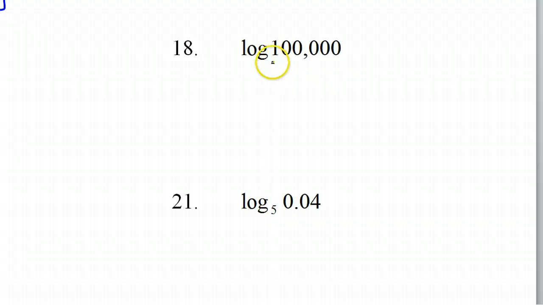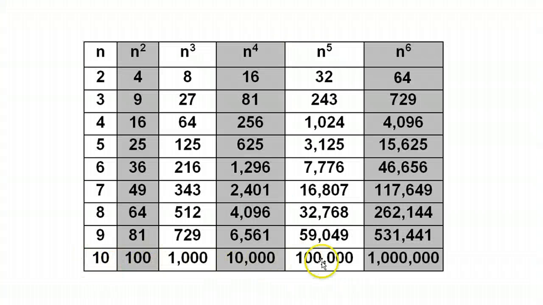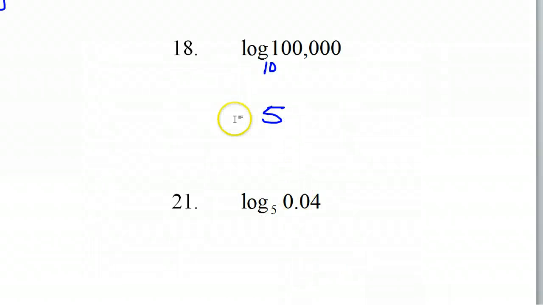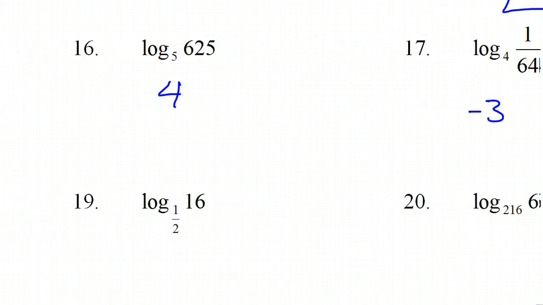Okay, what's the invisible base here? It's a 10. Alright, so 10 to what power will give me 100,000? Well, count the zeros: 1, 2, 3, 4, 5. So 5th power. It's on this chart also. So 10 to the 5th power is 100,000. But you count the zeros. Alright, so that's 18. Alright, 19.